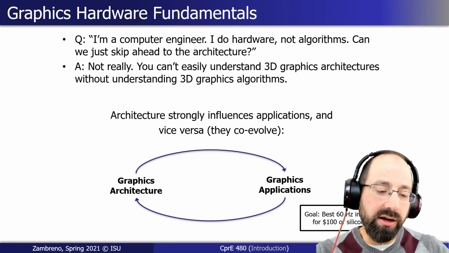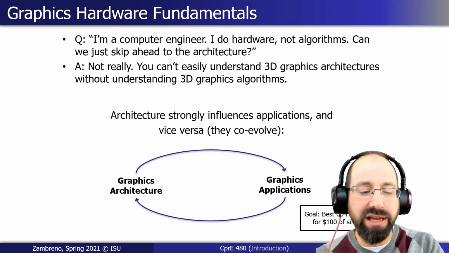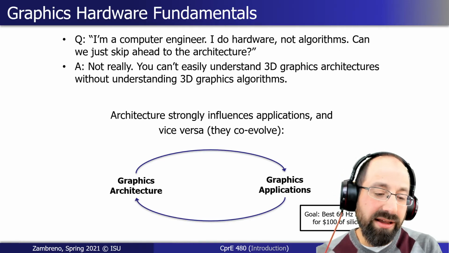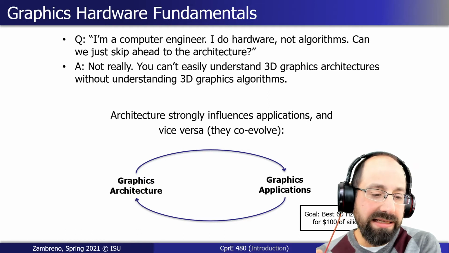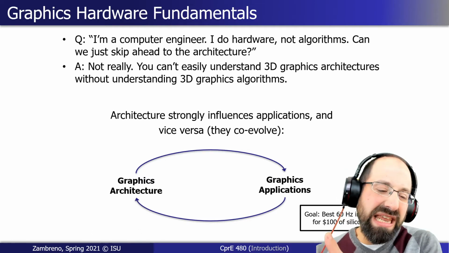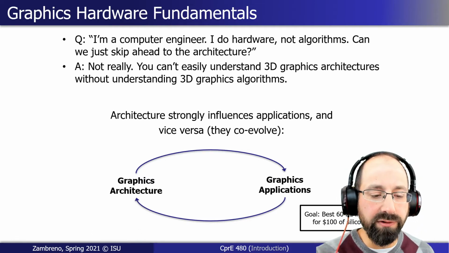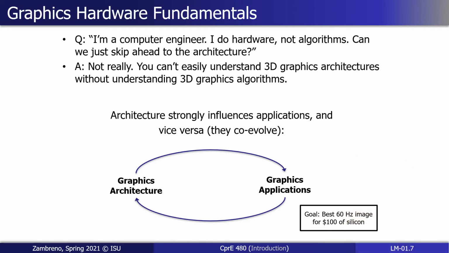Advances in graphics architecture lead to advances in graphics applications, algorithms, APIs, and vice versa as well. By having new application needs, new algorithmic ideas, new API changes, that influences how the architecture evolves as well. Ultimately, the shared goal between the hardware and software side of the building is to generate the best 60 hertz, 120 hertz, maybe 240 hertz now image that you can for roughly $100 worth of silicon.